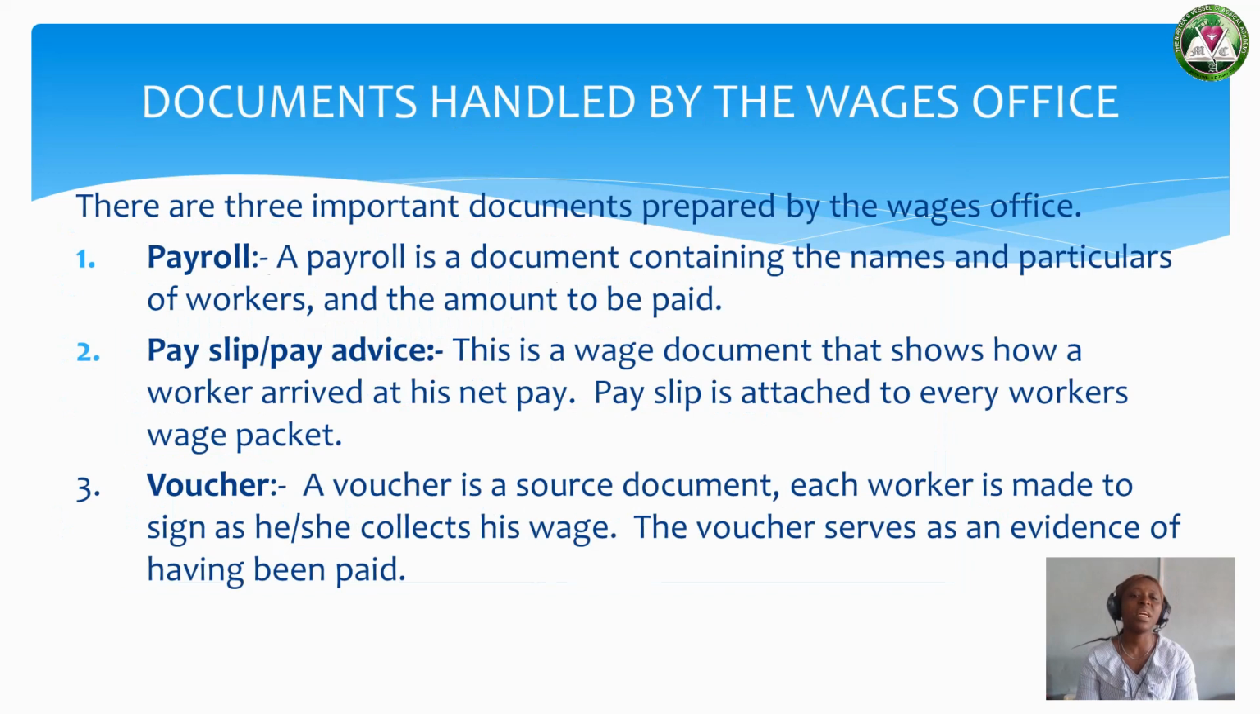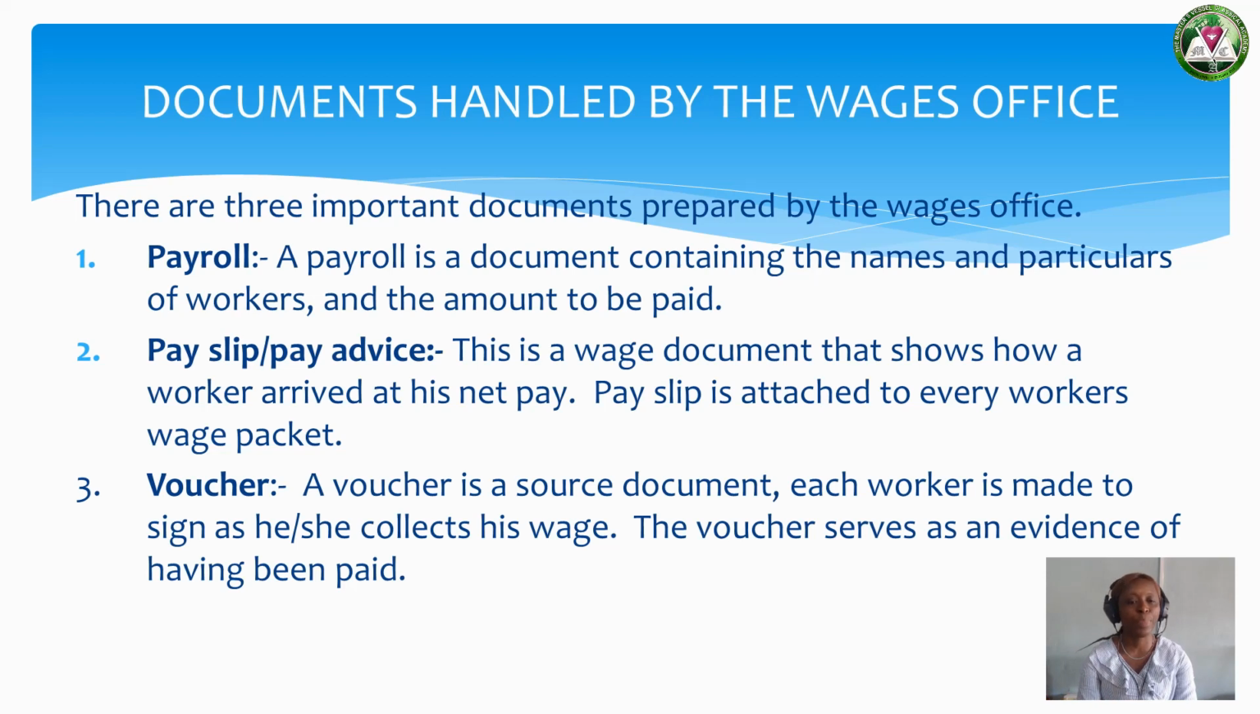Now, there are 3 important documents prepared by the wages office. Remember, I've said what the wages office is: that unit or department in an organization that handles the payment of wages and salaries of workers. Now, 3 important documents prepared by the wages office.